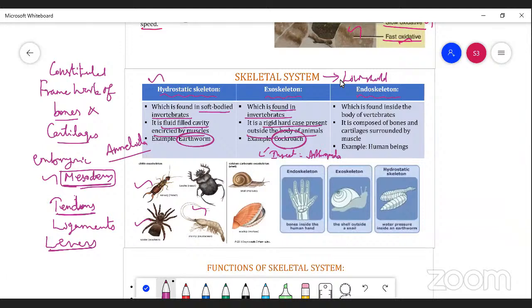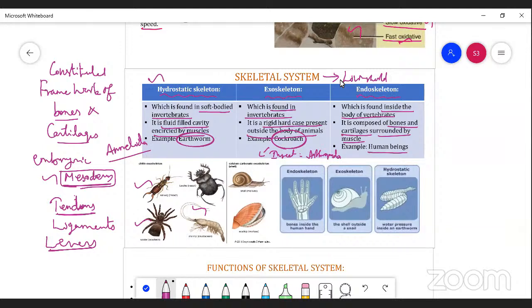Do you understand? Third one, endoskeleton, which is found inside the body of the vertebrates, like our body. This type of skeleton is present inside the body and is composed of bones as well as cartilages. The bones and cartilages are surrounded by the muscles. Example, human beings. Do you understand?